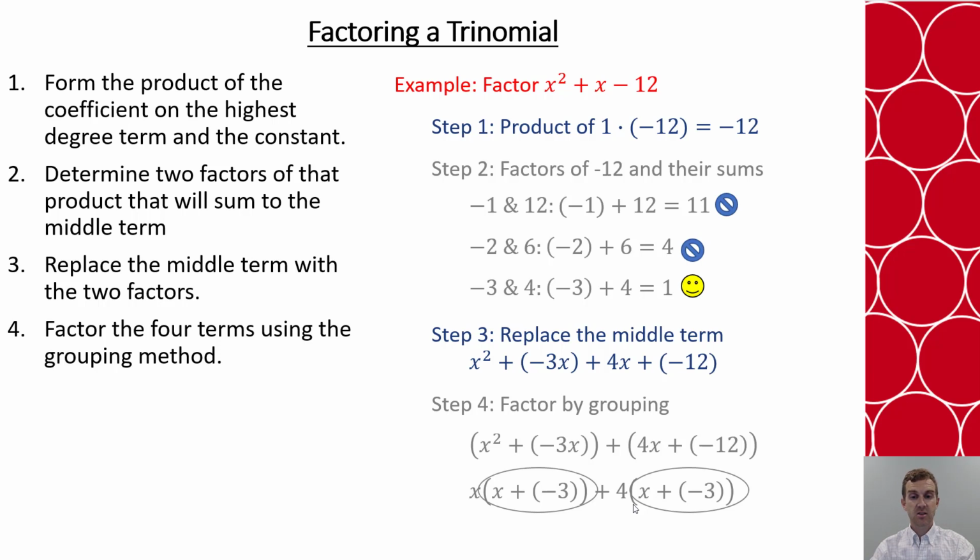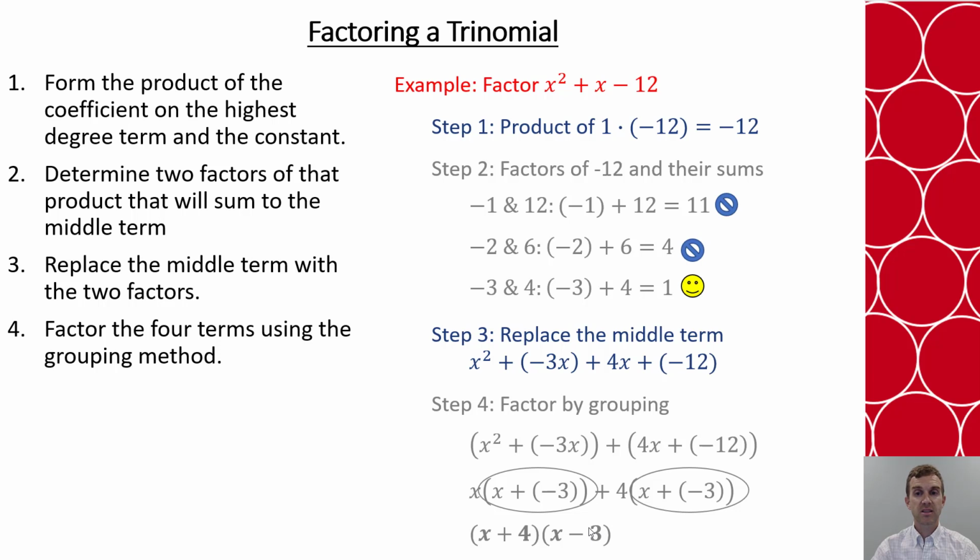Now I'll look and say I have a common grouping, which is exactly what I want. So I know that I can make my first one be the 2 factors and my second one be the common grouping. x plus 4, x minus 3.